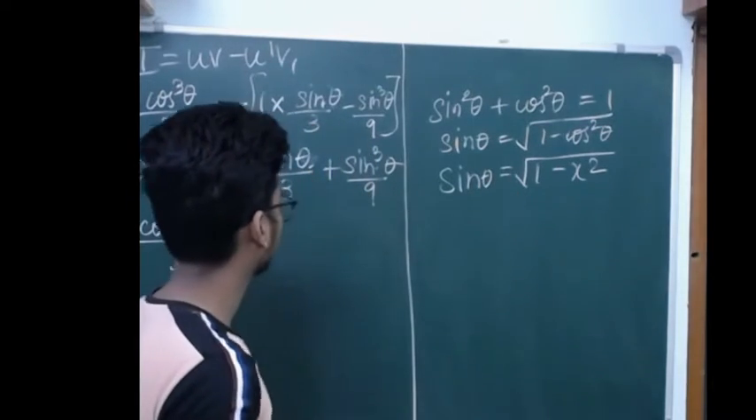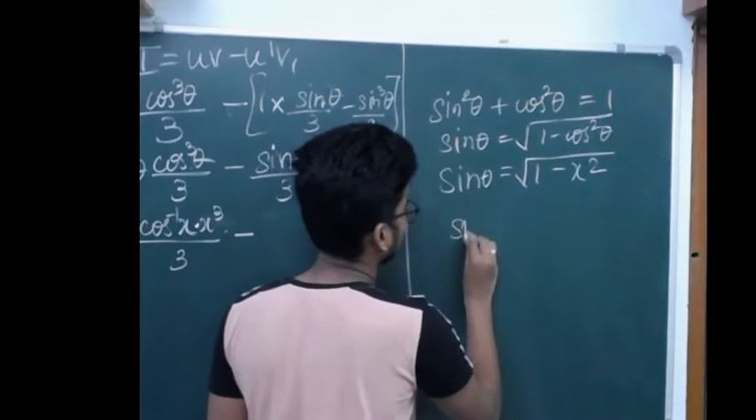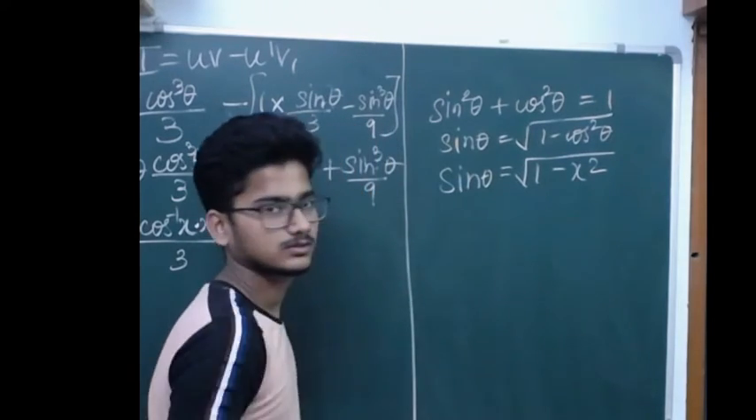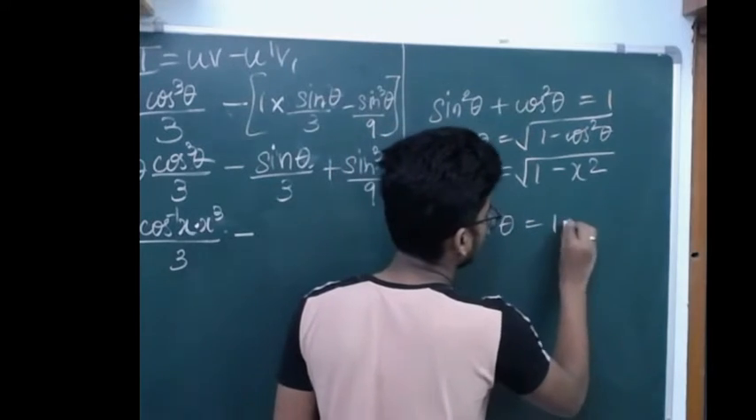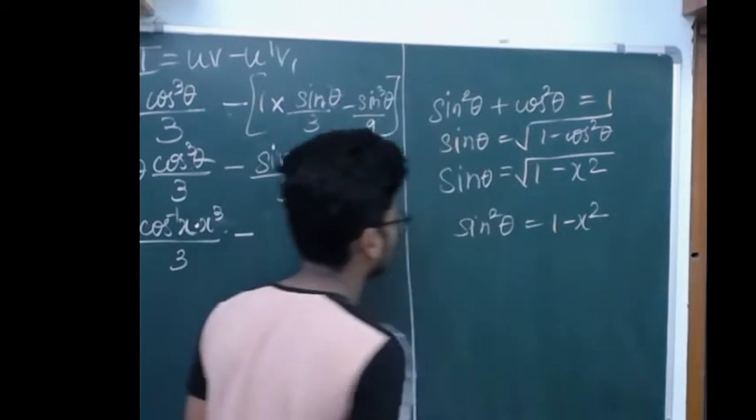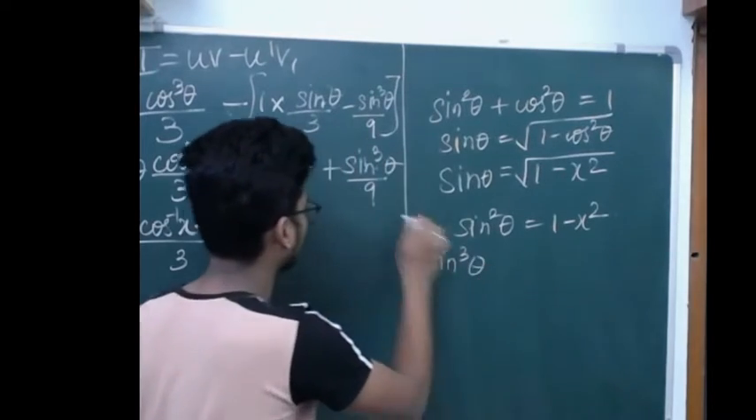Now squaring on both sides. Then sin square theta is equal to 1 minus x square. Okay. Now sin cube theta can be written as, sir, I have to get sin cube theta also in terms of x.